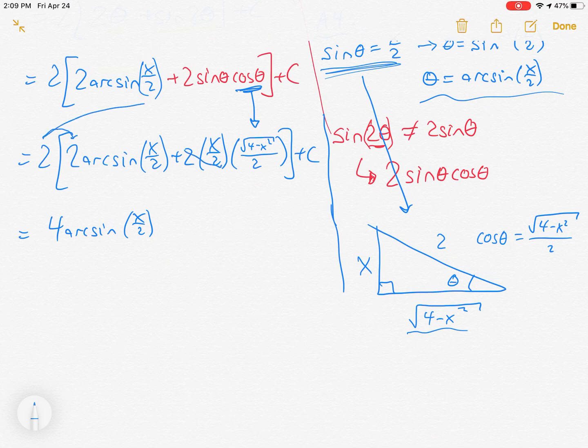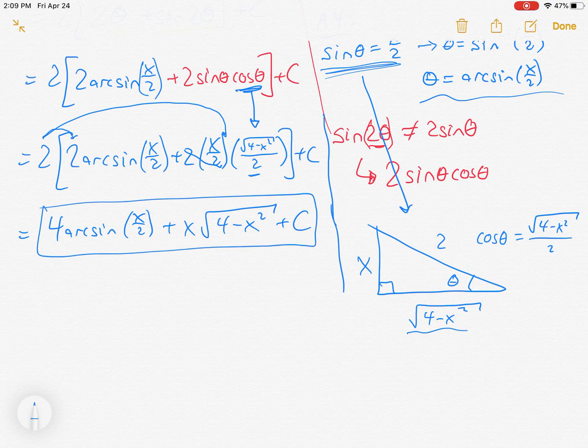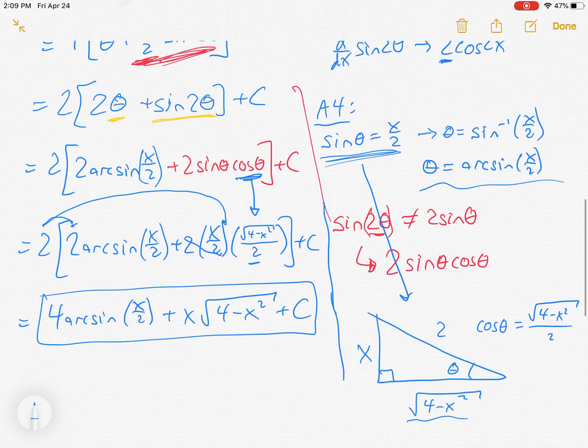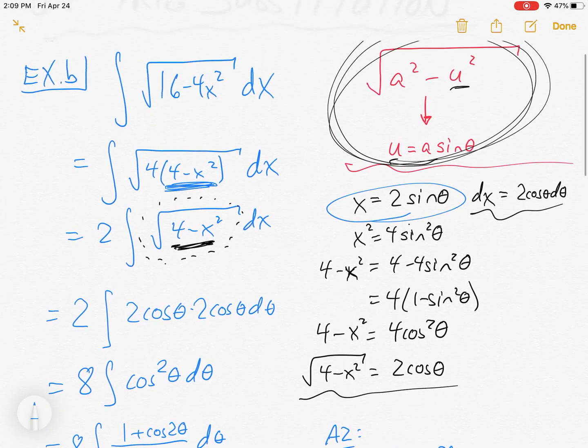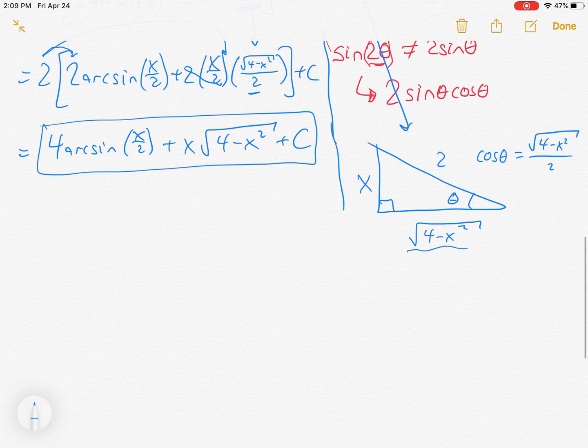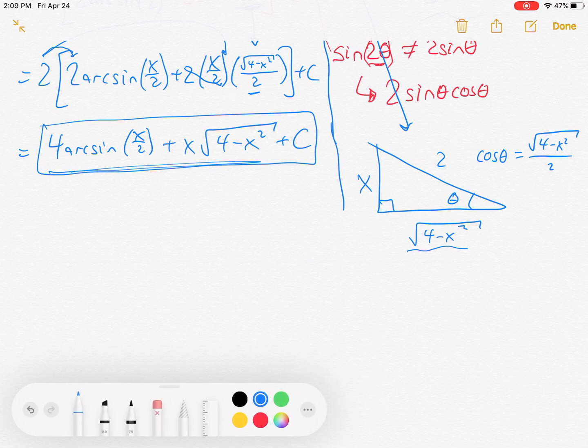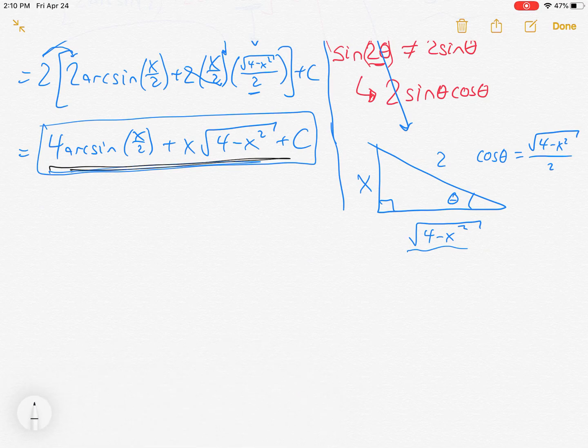Hey, what do you know? We're going to need that 2 out front. Let's go ahead and distribute the 2 through. We have 4 arc sine x over 2. That's going to cancel. And then when this 2 is distributed there, it's also going to distribute here, and it's going to cancel with this one. So it's just plus x square root 4 minus x squared plus c. Pretty involved, right? But the idea, and I think we might have done this very problem. Let me look at it again.